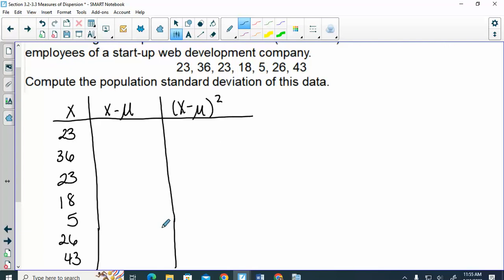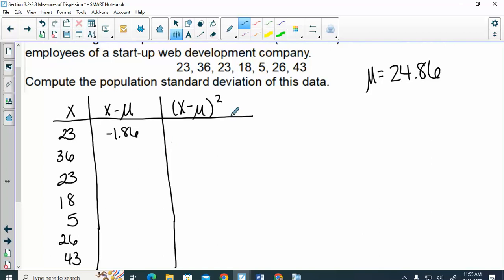All right, we did this one yesterday. Do you guys remember what we had for the mean on this yesterday? It's like our first example, maybe. Okay. So here's what we do. We come in, we do our value. So 23 minus the mean. So minus 24.86. I get negative 1.86.